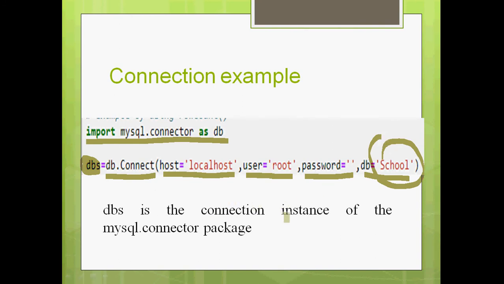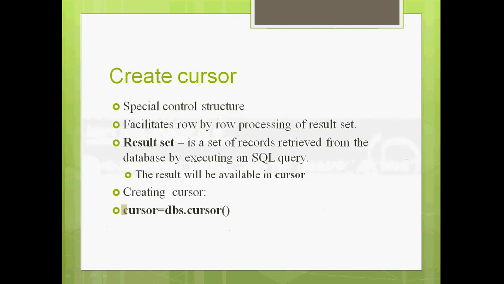Now dbs is the connection instance of the mysql connector package. This dbs contains the connection to the database. Now we have to create a cursor to handle the data we get from it, or just to execute the query you need a cursor. It's like a handle. A cursor is a special control structure. It facilitates row by row processing of the result set.